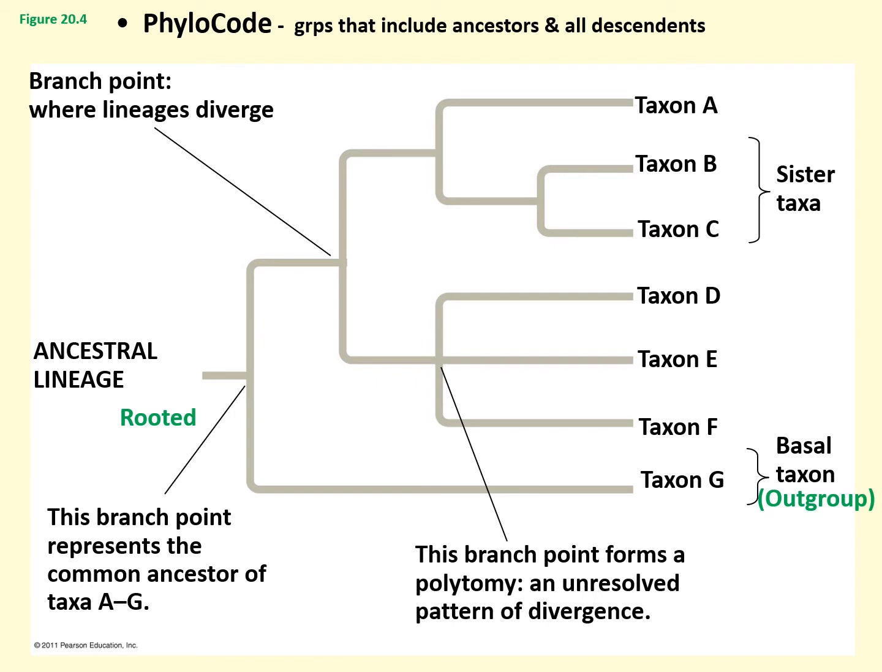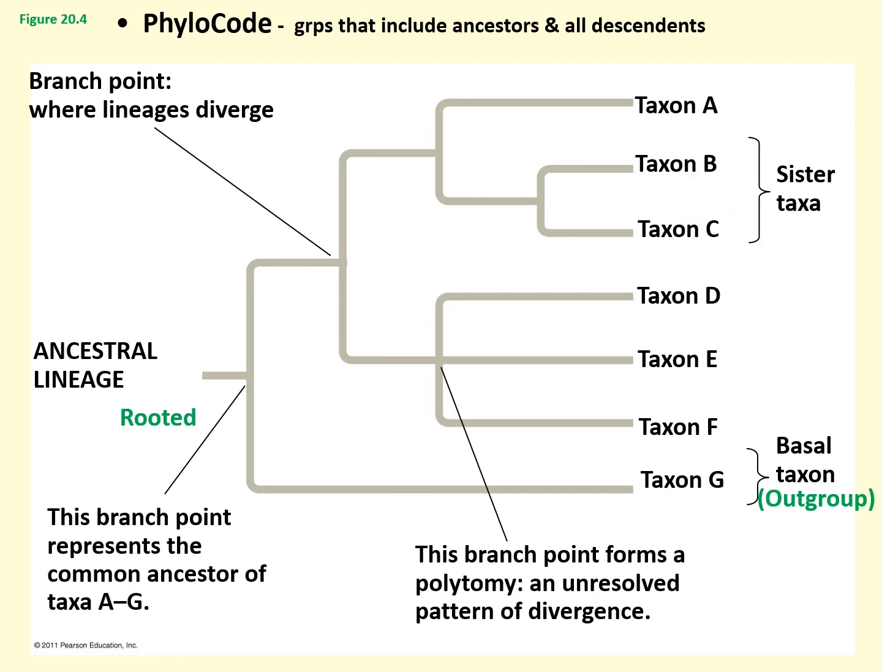So when you look at sister taxa, you're looking at the groupings. And so these 2 sister taxa that are highlighted right here, B and C, here's the common ancestor, and here is the taxa right there. And so these two, because they're coming off of that same branch point, they're referred to as sister taxa.